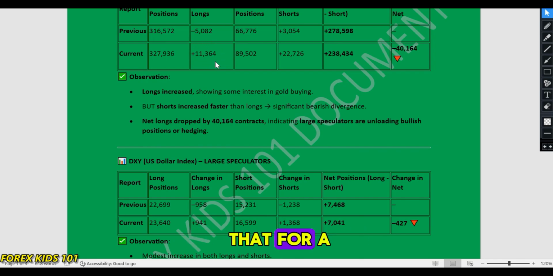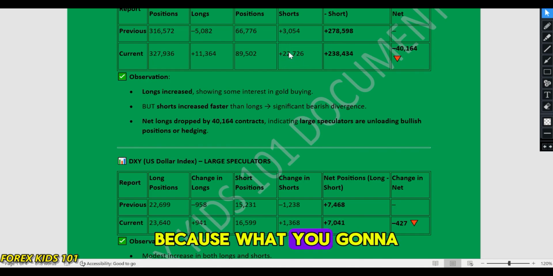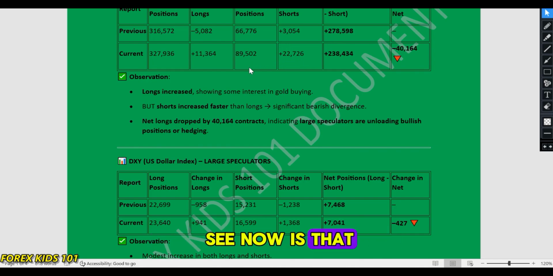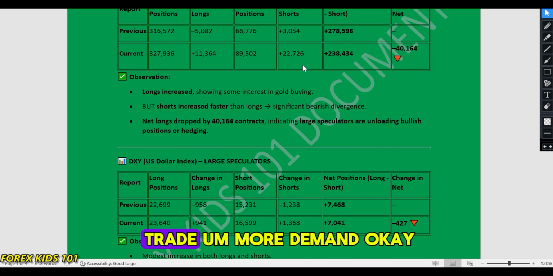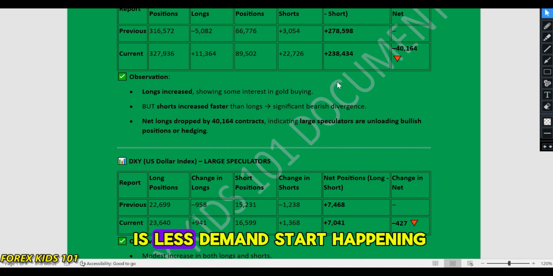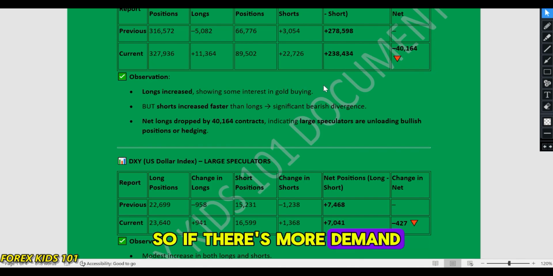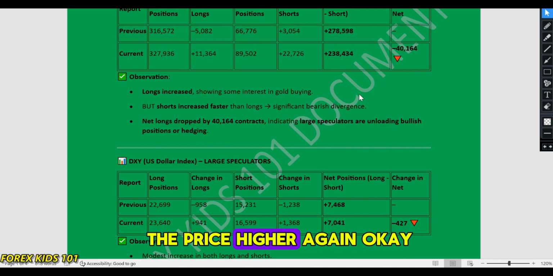Maybe the hedge is for a consolidation that we're gonna see, and they added more here because what you need to expect now is that gold is dropping to create a cheaper price for more buyers to come in. I don't think it's gonna drop that far, but it's dropping to create more demand, because when the price is lower, demand starts happening. So if there's more demand, then we're gonna start having less supply, which is gonna push the price higher again.